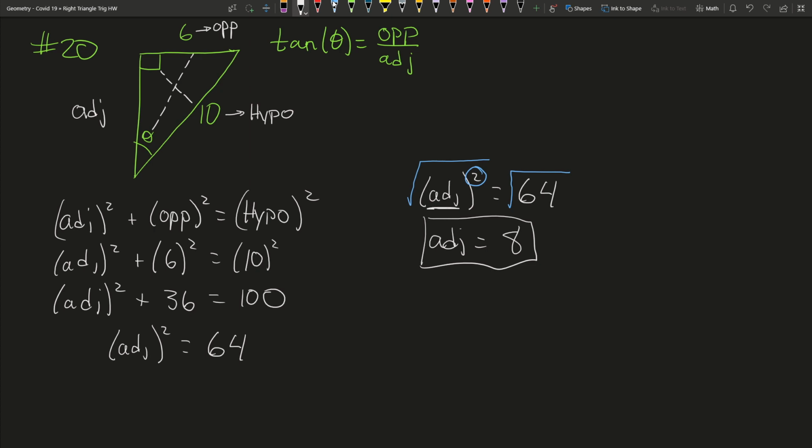So now we have both sides that we need. So our opposite side is 6. Our adjacent side is 8. And then if we simplify that, we get 3/4.